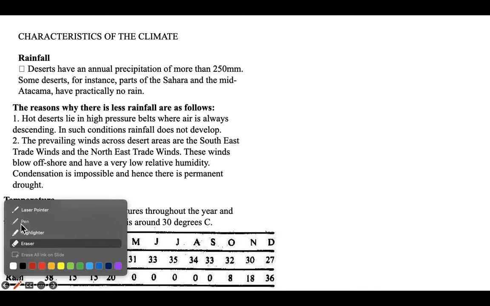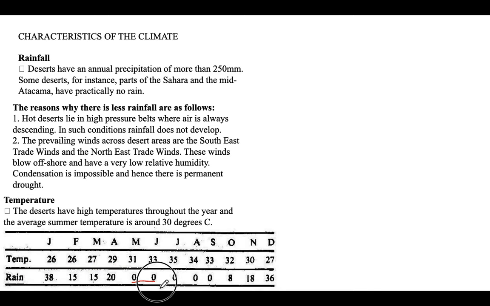Okay, so note here there are no rains that are experienced. The months are May, June, July, August, September. So in here there are no rains. And then the rains begin from October, November, December. This is the period of the rains. But at this particular point of time there are no rains. Take note of these months.